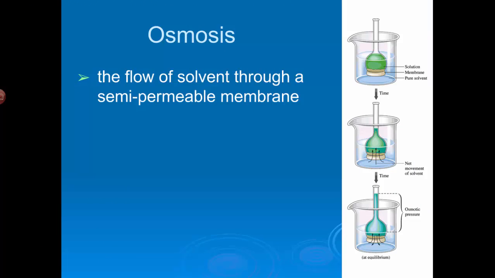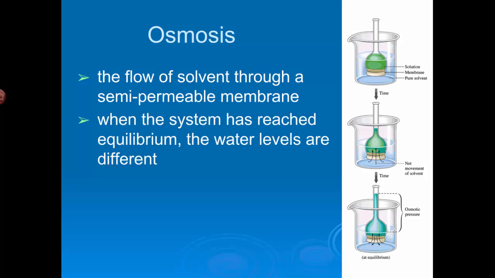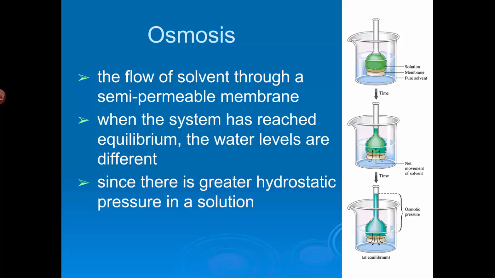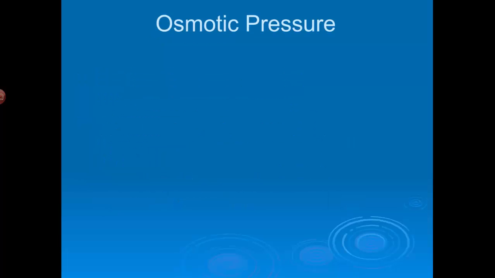Osmosis is the flow of solvent through a semi-permeable membrane. It's trying to get to equilibrium. The system is at equilibrium when the concentrations on either side of the membrane are as close to equal as they can be. But because solvent is going through the membrane into the side with solute, it's going to change the water levels. That has to do with something called hydrostatic pressure, the tendency for the solvent particles to move towards the side that has the solute.